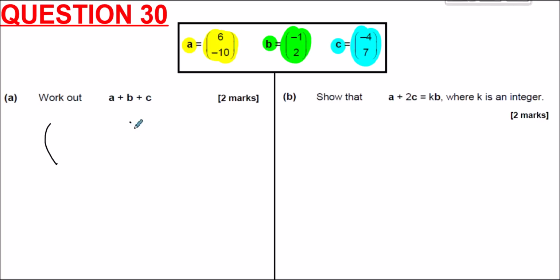we need to add the top numbers, 6 plus minus 1 plus minus 4. The bottom numbers, minus 10 plus 2 plus 7. So I'm just going to highlight where these numbers have come from. So 6 and minus 10 is A, B is minus 1 and 2, and C is minus 4 and 7.